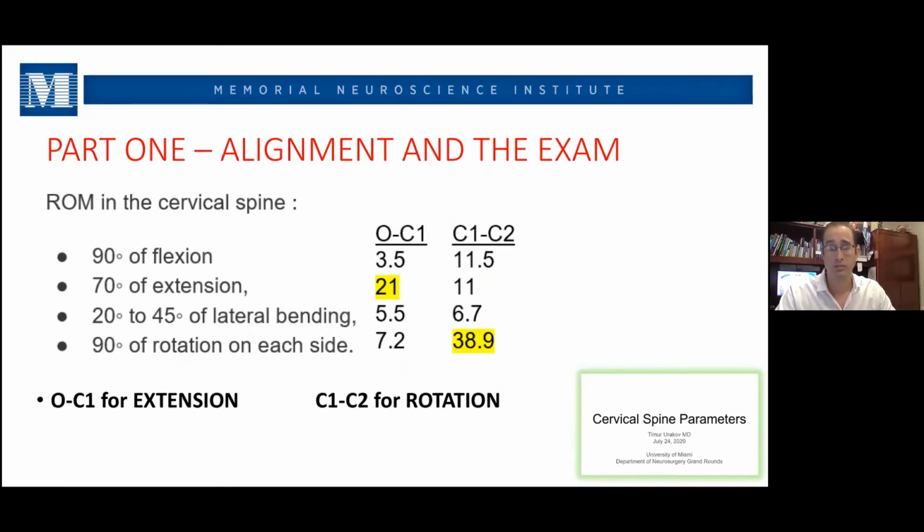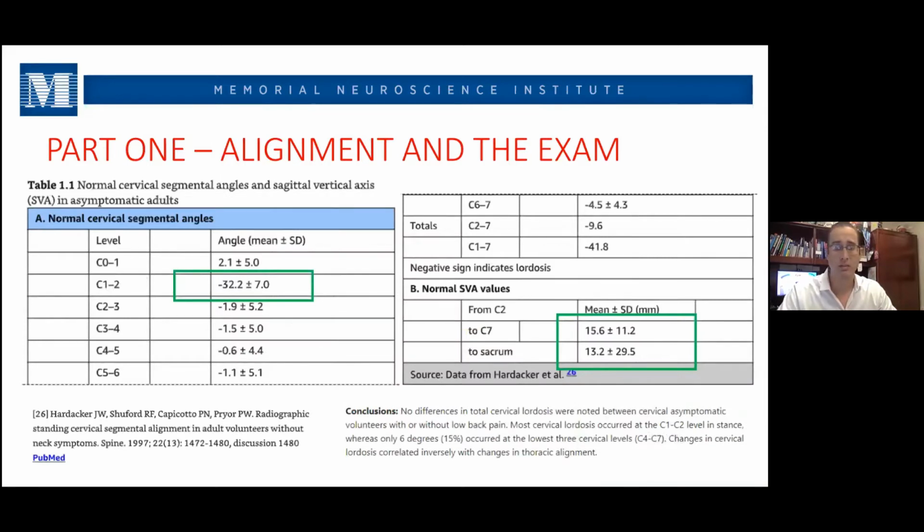And if you do an OC fusion or anything more, the extension that you find at the OC1 level is pretty significant. That's 20 degrees. So I keep in my head OC1 is involved predominantly for extension, and then C1-2 is for rotation. And then lastly, a couple other numbers here, basic older information. Everything else in the subaxial spine can be considered a few degrees. We talk a few degrees are lost on a single level anterior cervical discectomy, but they can add up over time. These are some standard figures from a study measuring cervical alignment in patients without any neck symptoms whatsoever.